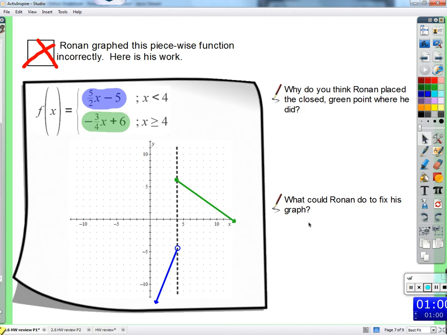For the green one, he plugged in 1 for x. So you can get 6. Did you get 6? Where do you plug in? What would I have to plug into that green function to get a 6? You'd have to plug in a 0. Yeah. Do you think he plugged in 0?